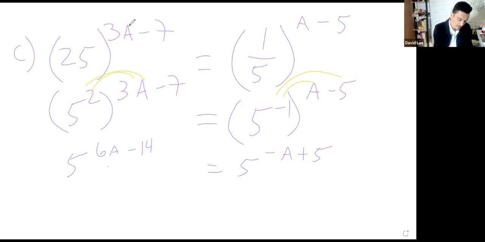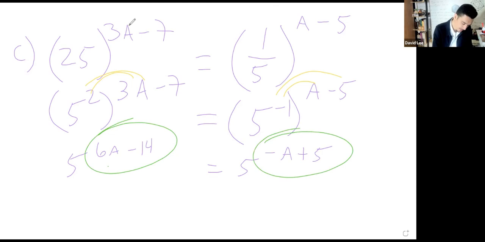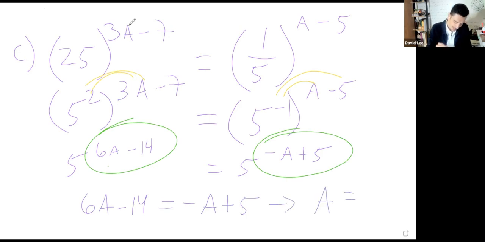And what was the whole point of doing all of that? To get the common bases. You see that? The bases are the same. So we can say this exponent equals this exponent: 6a minus 14 equals negative a plus 5. It can be shown that a would have a value of 19 over 7.